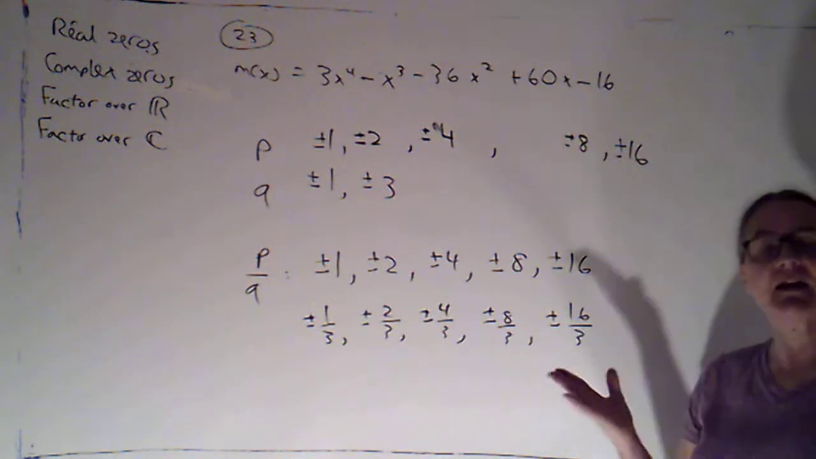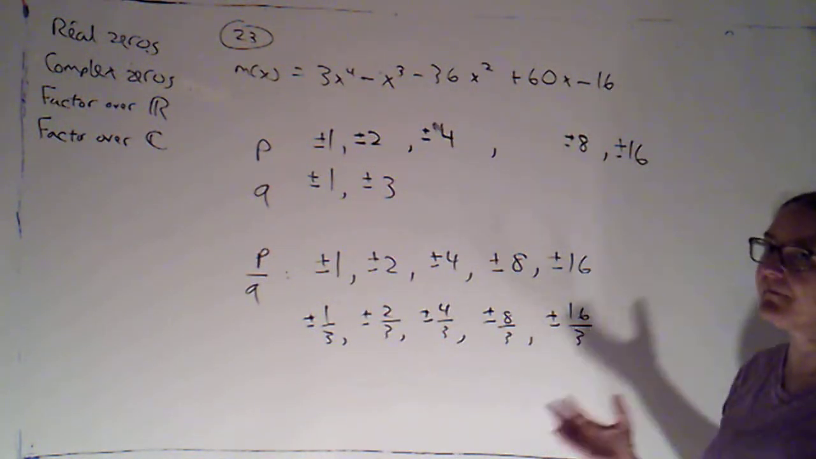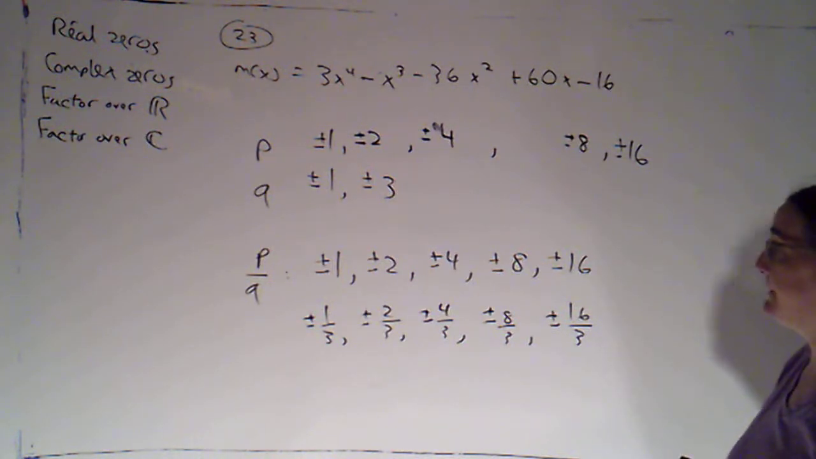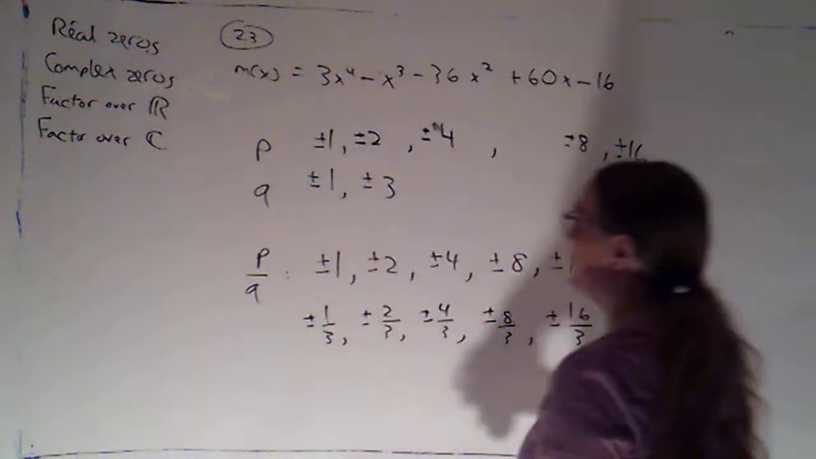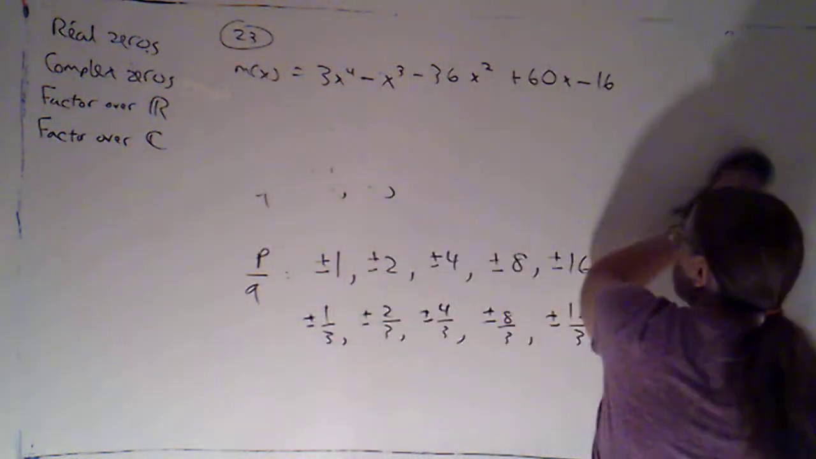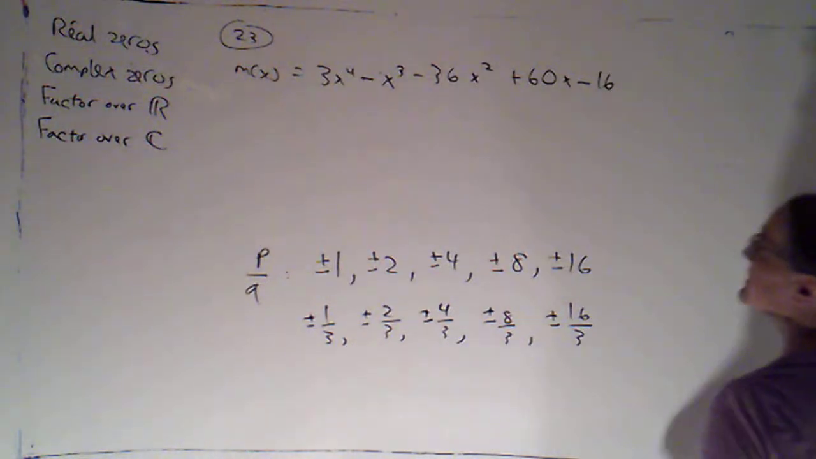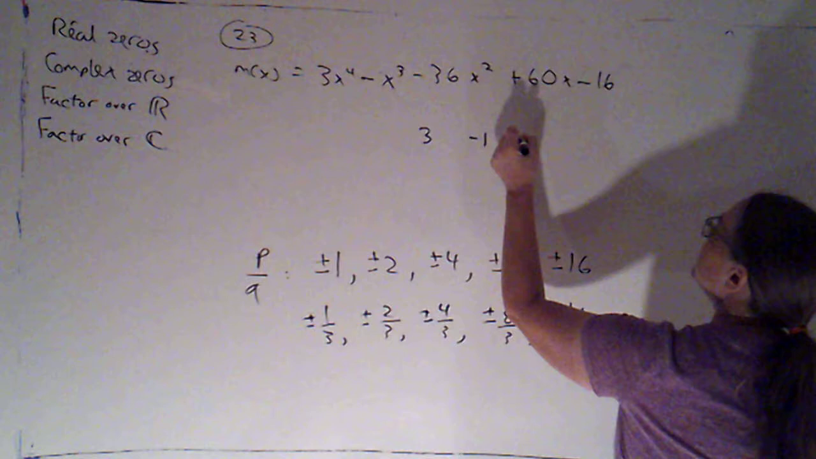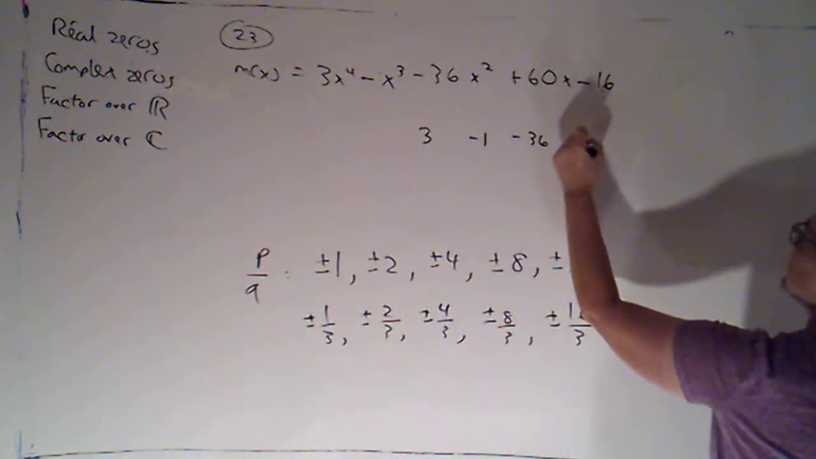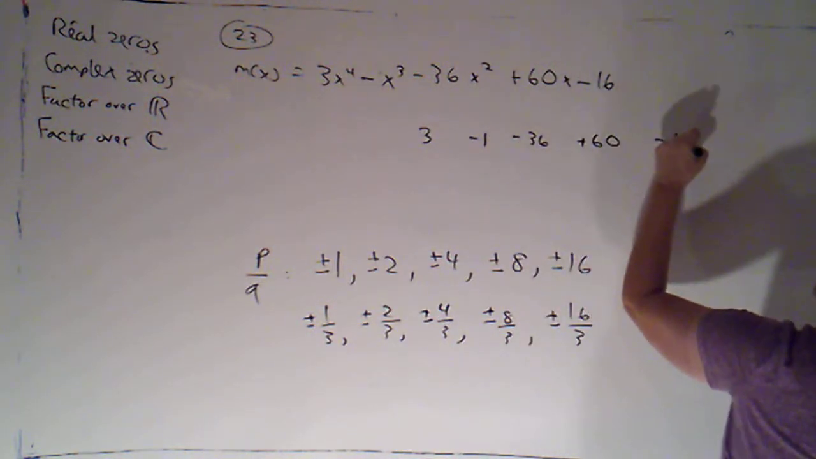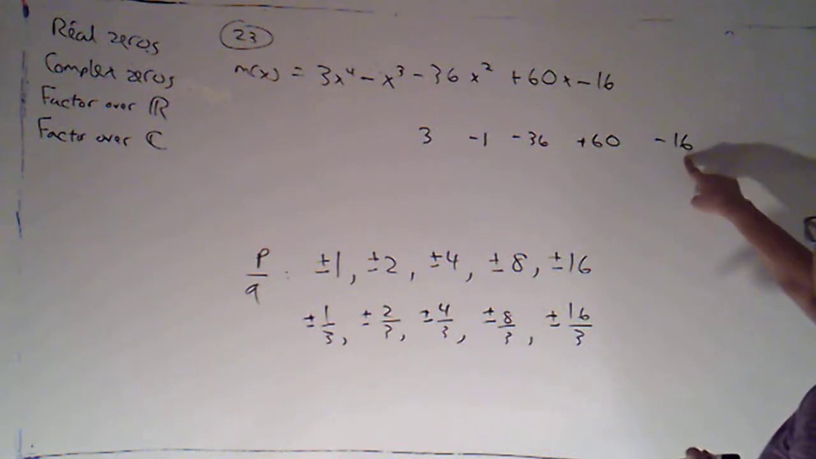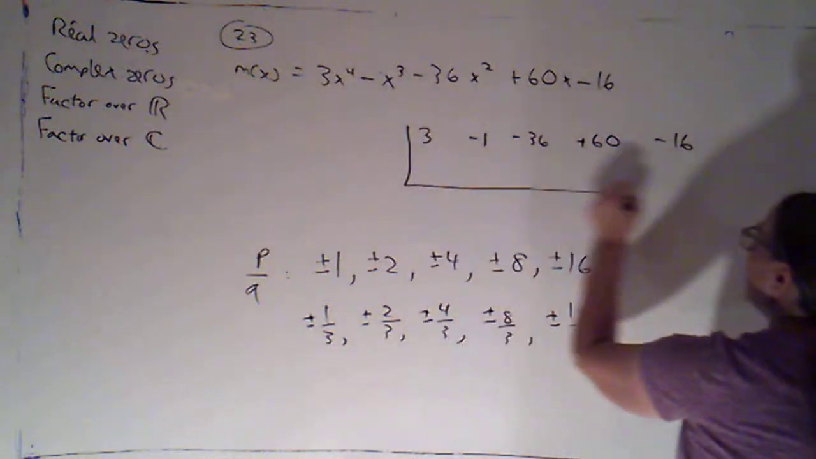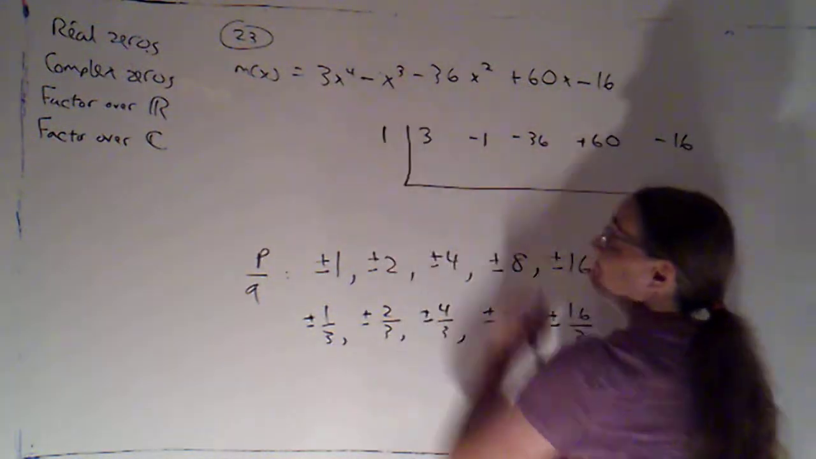That's okay. That's why we wanted to get really comfortable with synthetic division so that we can do it relatively quickly. All right. So I'm going to keep the p over q's up, just erase the p's and the q's, so I've got some room for my synthetic division. So it was 3x to the 4th minus 1x cubed minus 36x squared plus 60x minus 16. Quick check. Constant, x squared, x cubed, x to the 4th. Yes. All right, I'm just going to try 1.